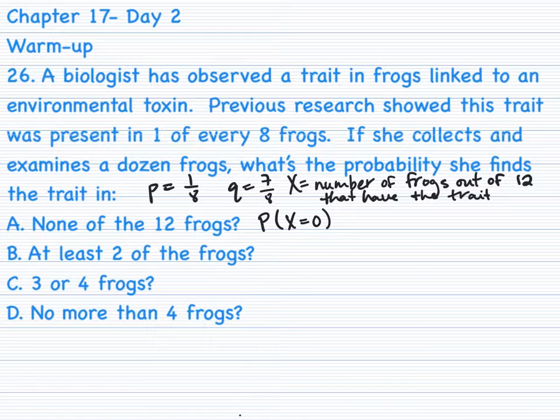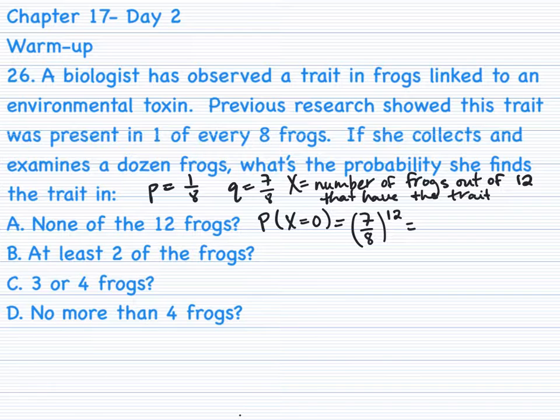Okay, back to what we were doing. So none of the 12 frogs, so that's 7 out of 8 to the 12th. And that one is only going to happen one way, so it doesn't get too complicated. I don't have a graphing calculator with me, so I can't do that. But I can tell you how to put it into the calculator, and I can tell you how to set it up. And then later on, I can get the numbers in there.